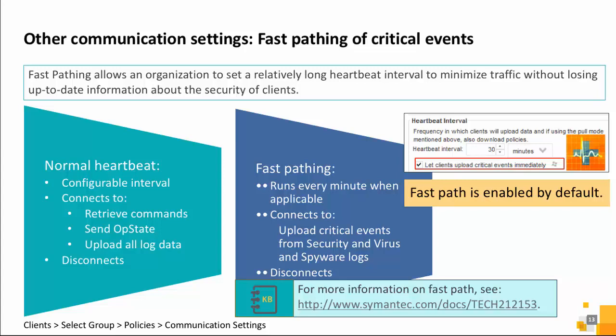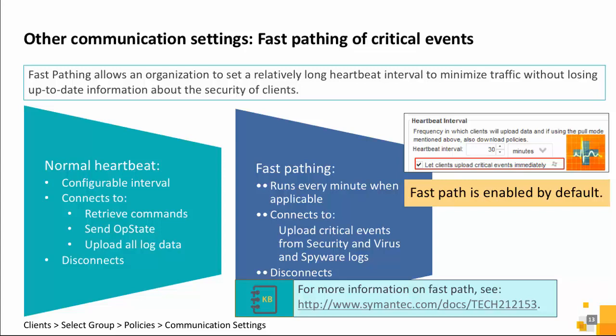Fast pathing for SEP 12.1.4 and later clients allows an organization to set a relatively long heartbeat interval to minimize traffic without losing up-to-date client security information. Without this, important events like viral infections are only uploaded during a heartbeat. Waiting for a heartbeat to forward events to the SEPM may slow down an organization's response time to an emerging threat. This slide compares normal heartbeat functions to fast pathing.